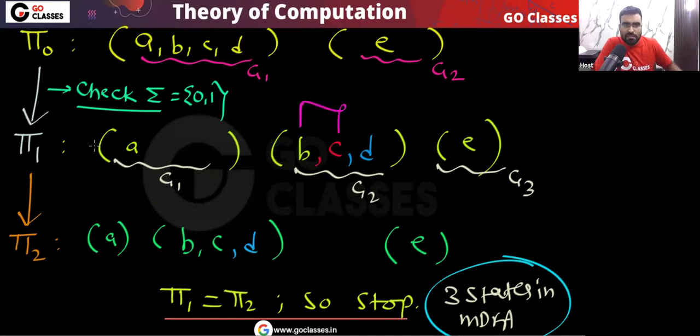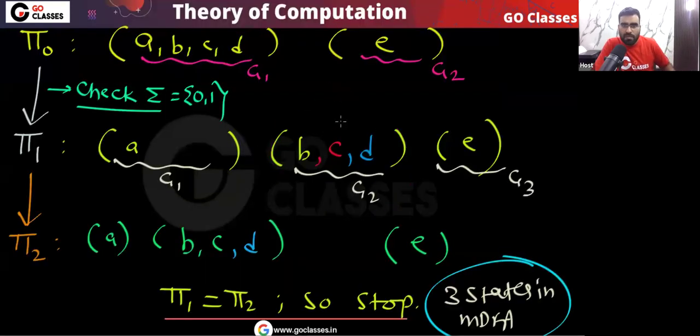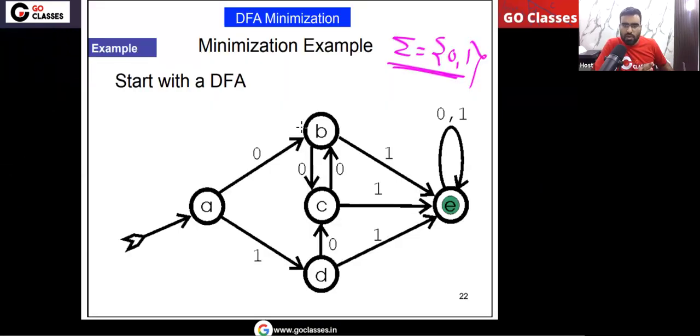Okay. Let's check BC. In this pi 1, we are checking BC. BC on 0, where are they going? Tell me, quickly. On 0, they are going to group 2. Yes or no? So on 0, there is no problem. Now BC on 1, they are going to group 3.